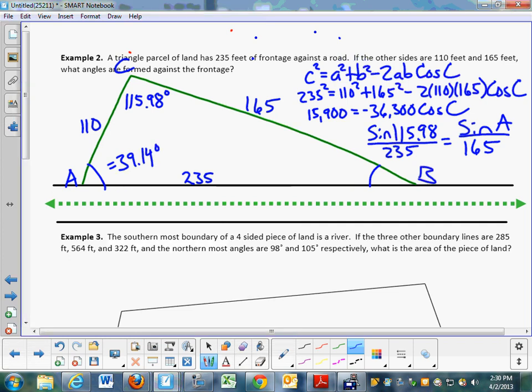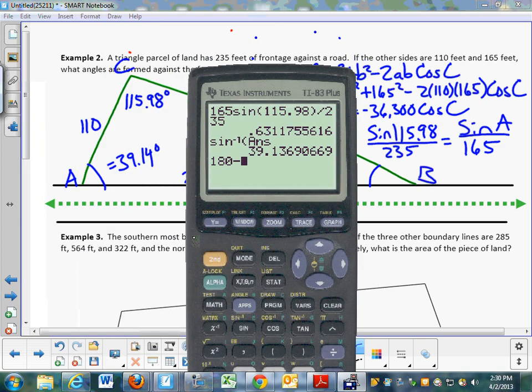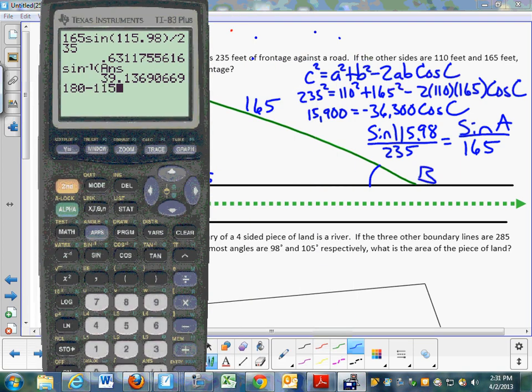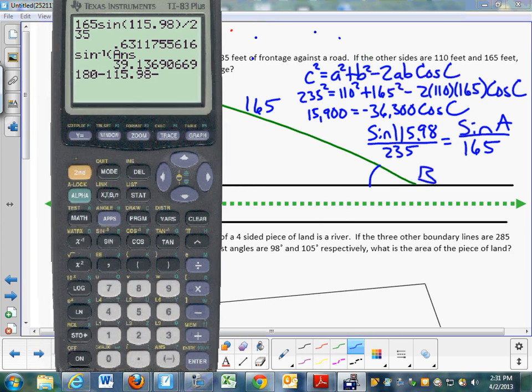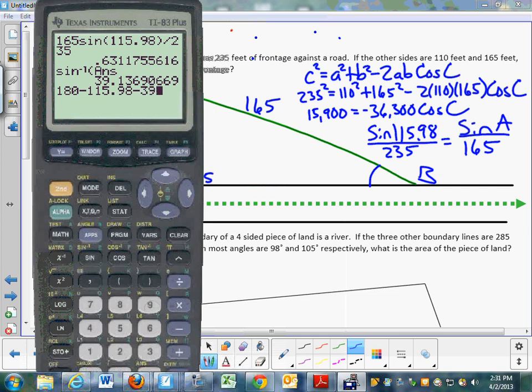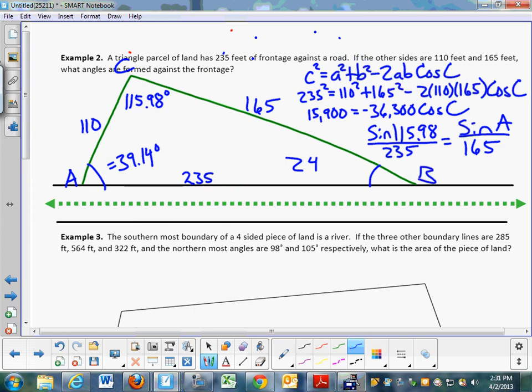And now I can find my other angle by simply subtracting from 180. 180 minus... Okay. Did I answer the question? Yeah, I did. I was just looking for the angles formed against the frontage row, and I've got that: 39.14, 24.88.